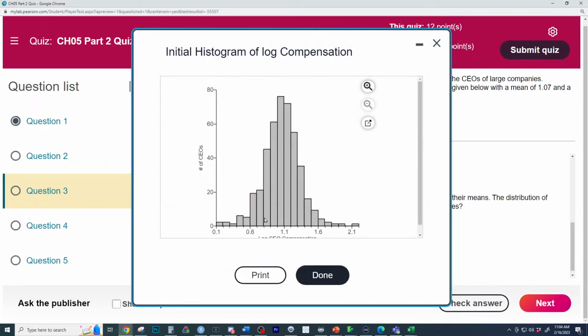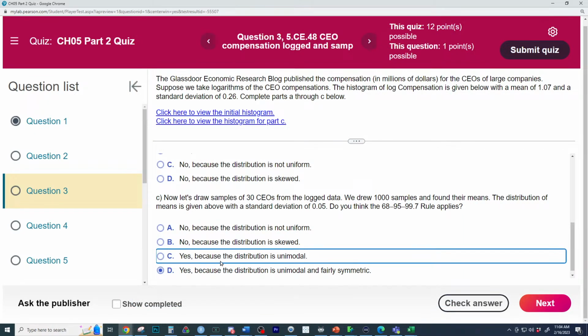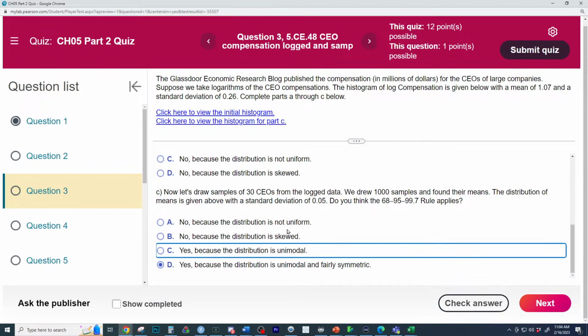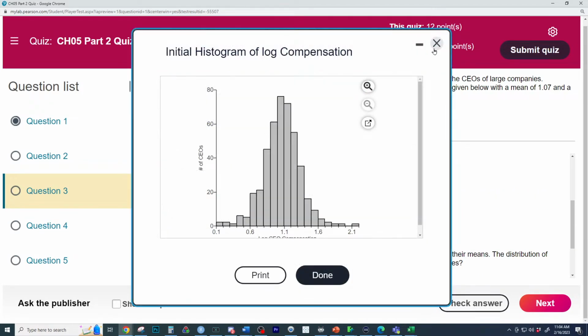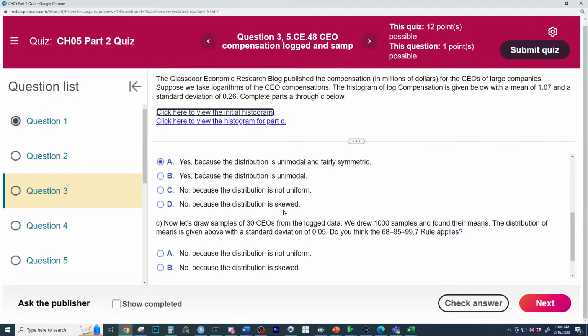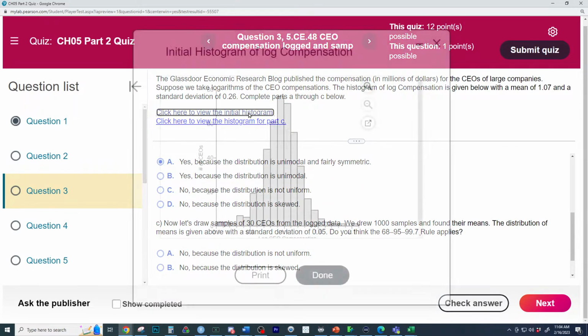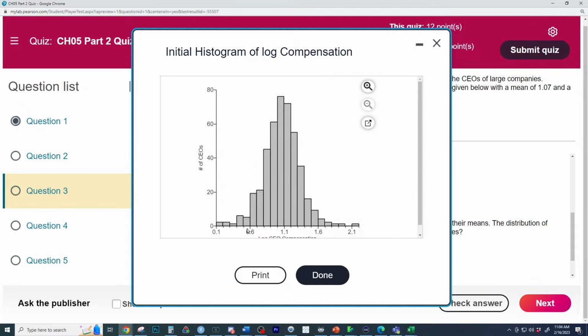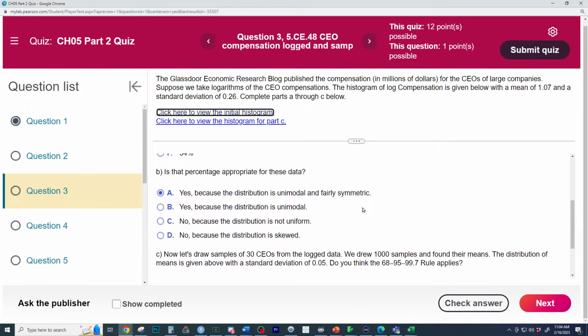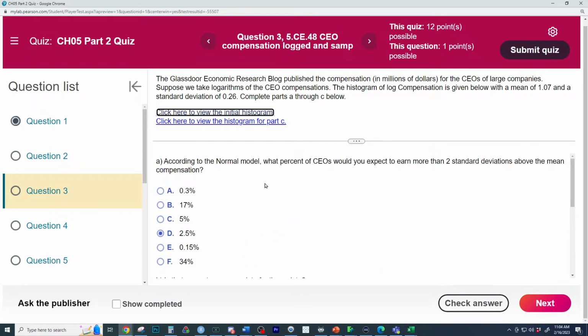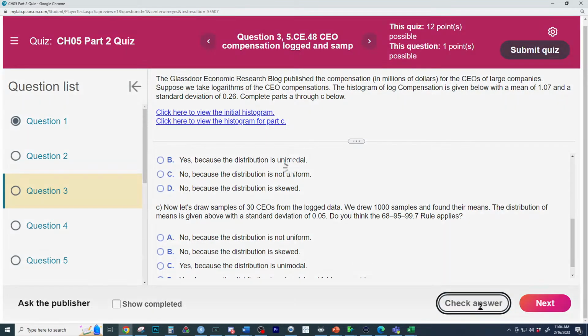The first one it's asking about right here, I don't think it's saying that's skewed. It's definitely the first one. Hopefully I didn't misclick. The first one is definitely not uniform. That would be flat, and that's not flat. The first one is definitely not skewed. I don't see any major pull in a direction. And for the 68, 95, 99.7 rule to apply, because they're using the empirical rule for the normal model, we should be good.